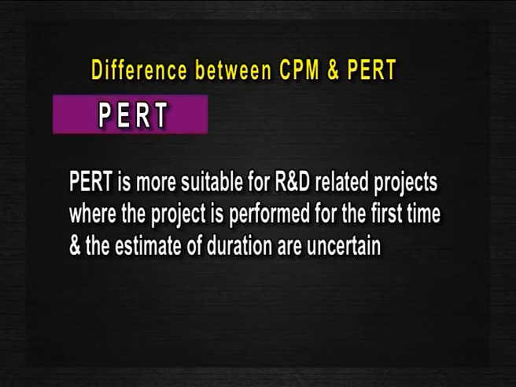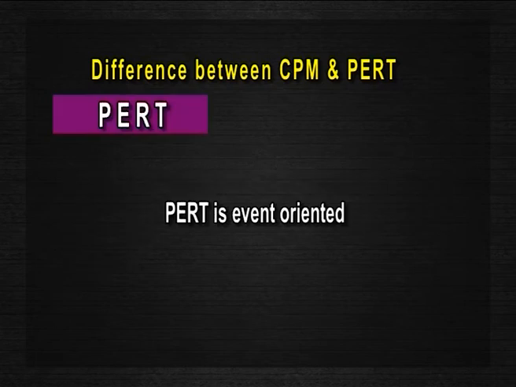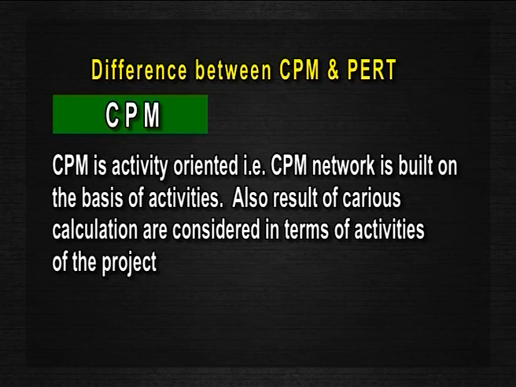PERT is more suitable for R&D related projects where the project is performed for the first time and the estimates of duration are uncertain. CPM is best suited for routine projects where time and cost estimates can be accurately calculated. PERT is event oriented. CPM is activity oriented, that is, the CPM network is built on the basis of activities. Also, the results of calculations are considered in terms of activities of the project.